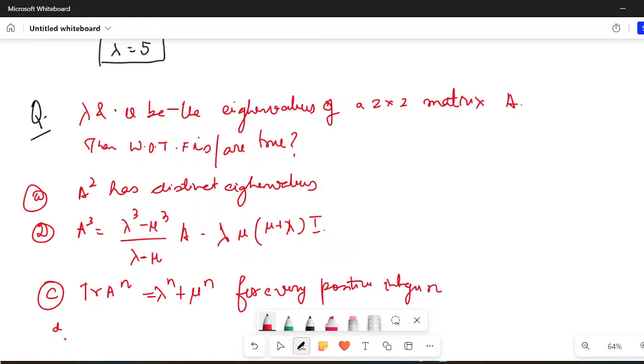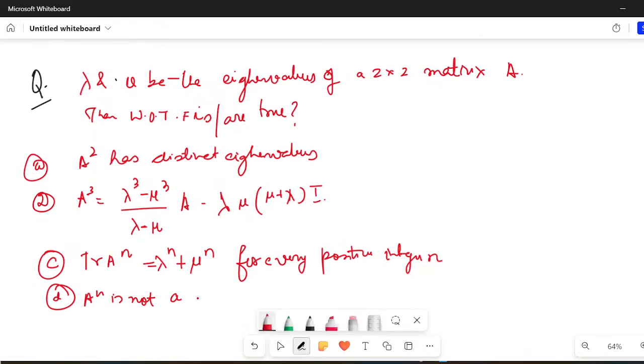And option number D: A raised to power n is not a scalar multiple of identity. A is not a scalar multiple of identity.